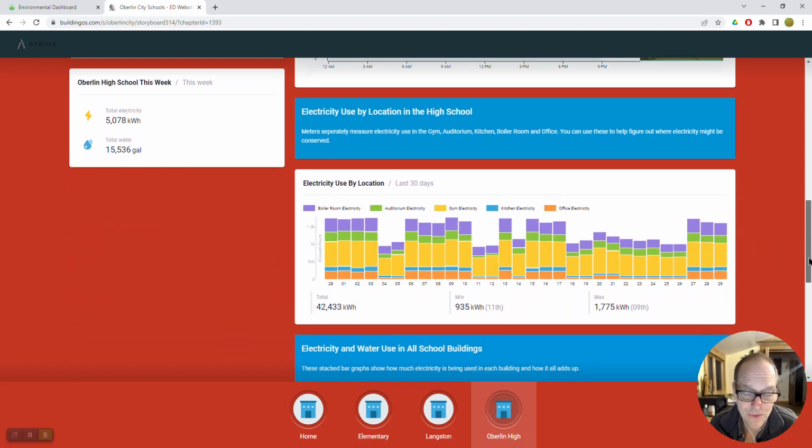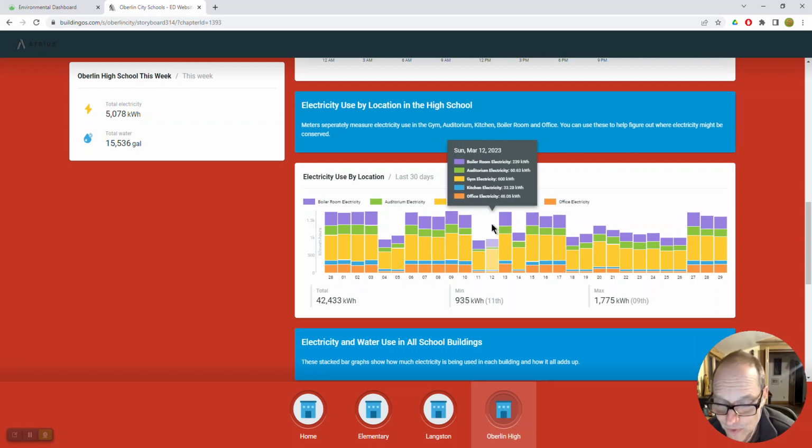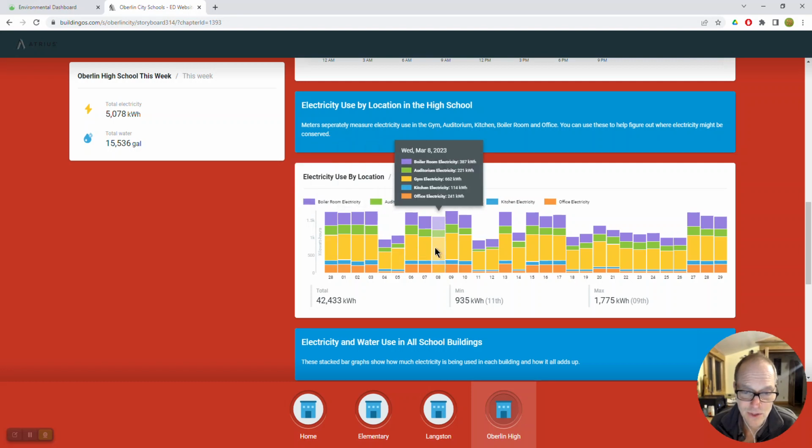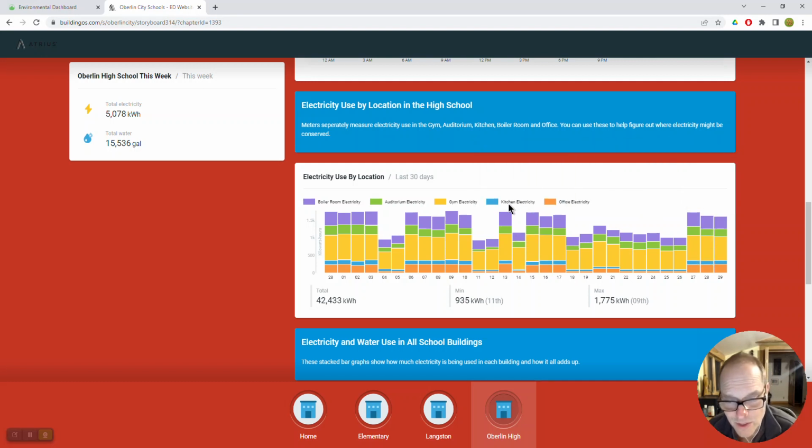And then this is interesting. The high school has more things metered. So this is actually electricity use in the high school in the boiler room, the auditorium, the gym, the kitchen, the office. You can see the gym uses a lot of electricity compared to these other spaces. Kind of surprising that it uses so much relative to the kitchen, but that's what the data look like.